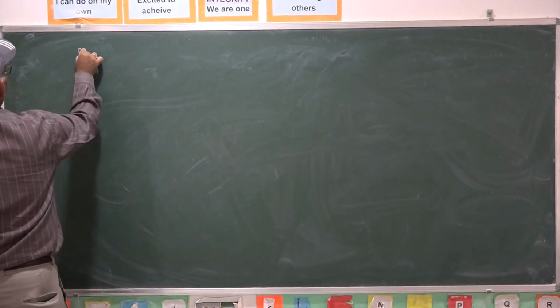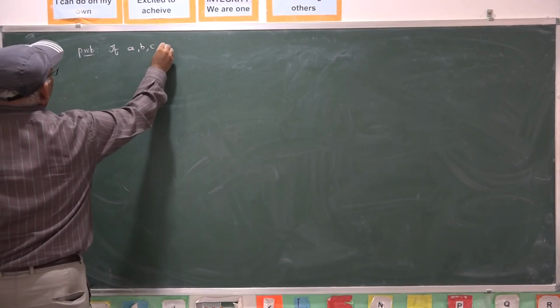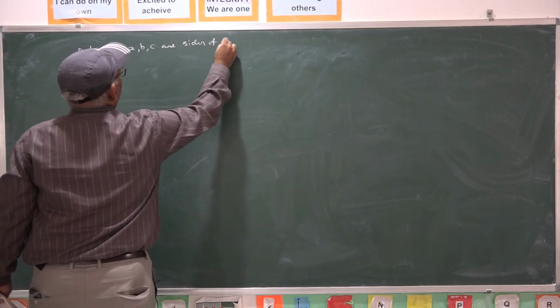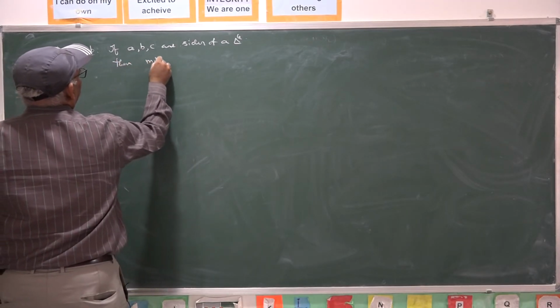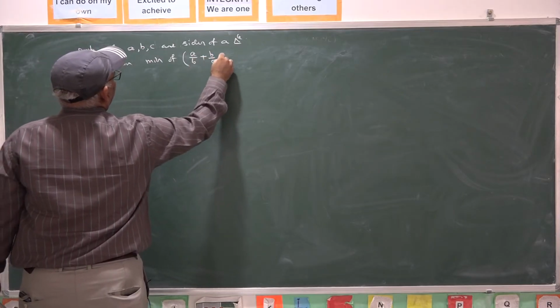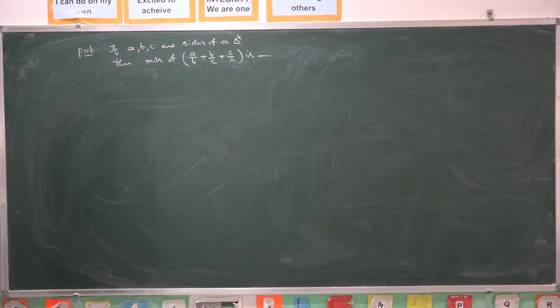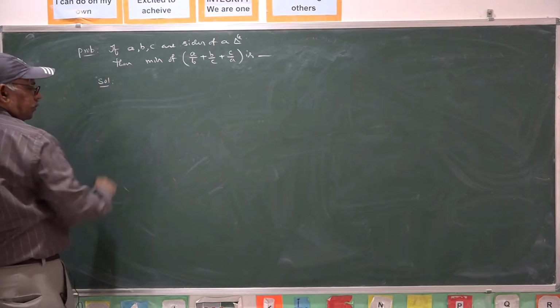For example, if A, B, C are sides of a triangle, then the minimum of A by B plus B by C plus C by A is dash. Here also you can apply the same inequality.